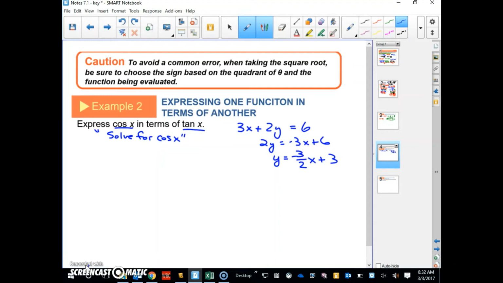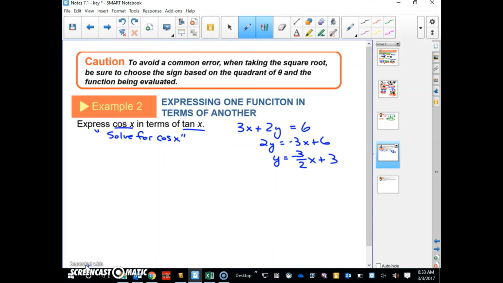And so I think a lot of the times people want to use this one, and that's a great idea because it has a tangent in it and it has a cosine in it, but we've got this problem of having a sine in it. I don't have any information about sine. It doesn't say write cosine in terms of tangent and sine. It just wants cosine in terms of tangent. So I'm not really allowed to have that sine in there at all. So we need to find another way of doing it.